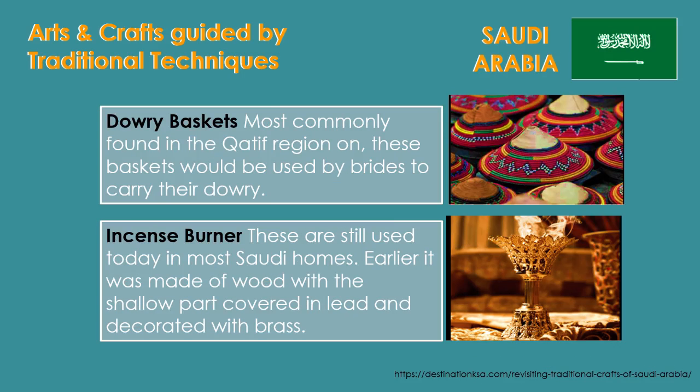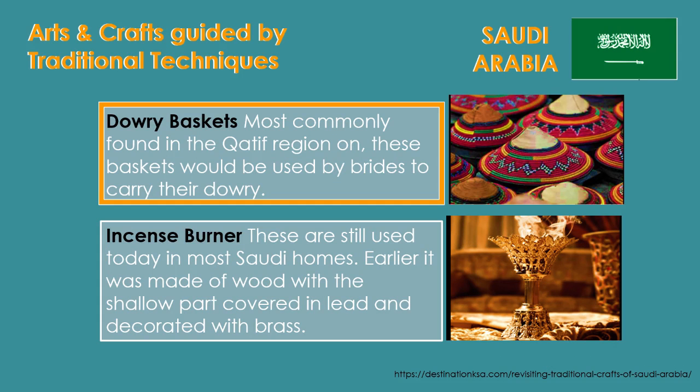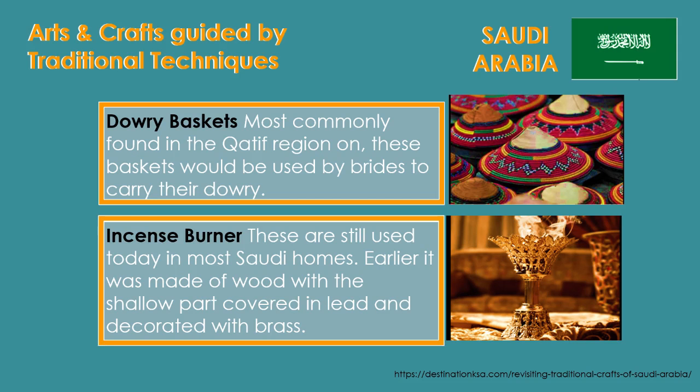Let's have Saudi Arabia. Here's an example of arts and crafts in Saudi Arabia. First is dowry basket. Dowry baskets are most commonly found in the Qatif region. These baskets would be used by brides to carry their dowry. Next is incense burner. These are still used today in most Saudi homes. Earlier, it was made of wood with a shadow part covered in lead and decorated with brass.